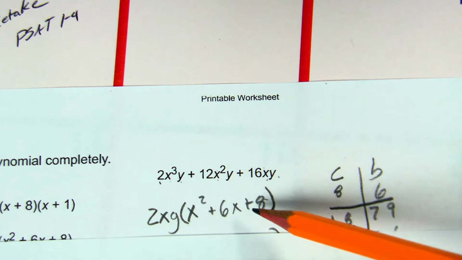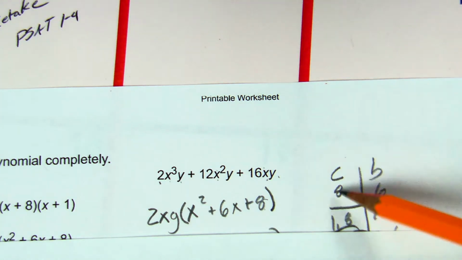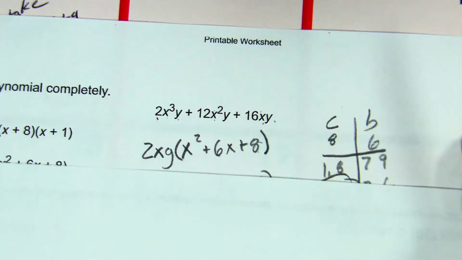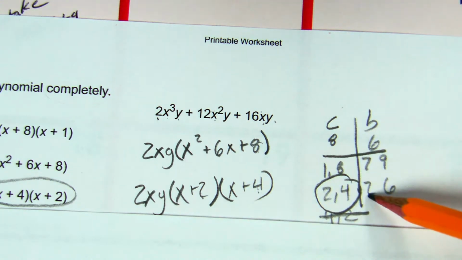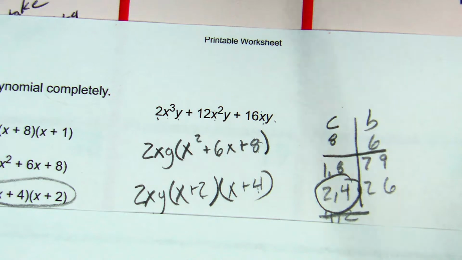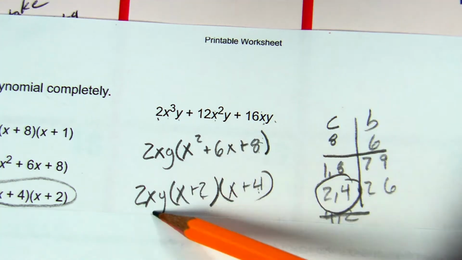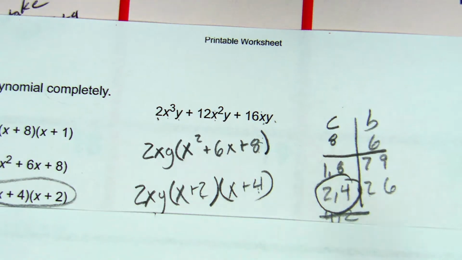And now this is just like any other problem we've done so far. Make your t-chart. The factors of 8 that will combine and give you a 6 are going to be 4 and 2. And then it's just going to break into 2xy, x plus 2, and x plus 4. 2 times 4 is 8. 2 plus 4 is 6. Your 2xy is still out there, so the answer to that question, let me move it over a little bit, would be C.